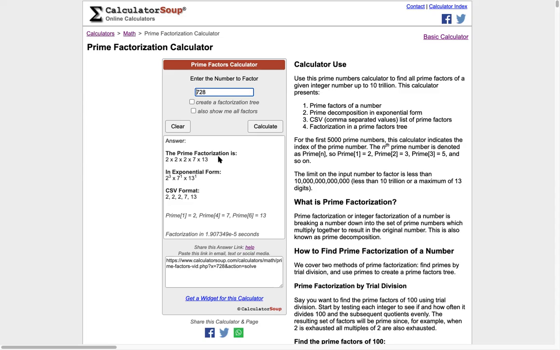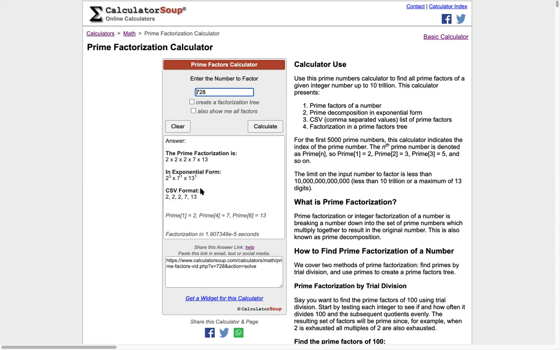The calculator also gives you the exponential form of those factors above. So you see here that 2 occurs 3 times in the prime factorization. So you have 2 to the third times 7 to the first because there's 1 7, times 13 to the first because there's 1 13 in the prime factors list. Again, if you multiply these numbers together, you will get the result of 728.